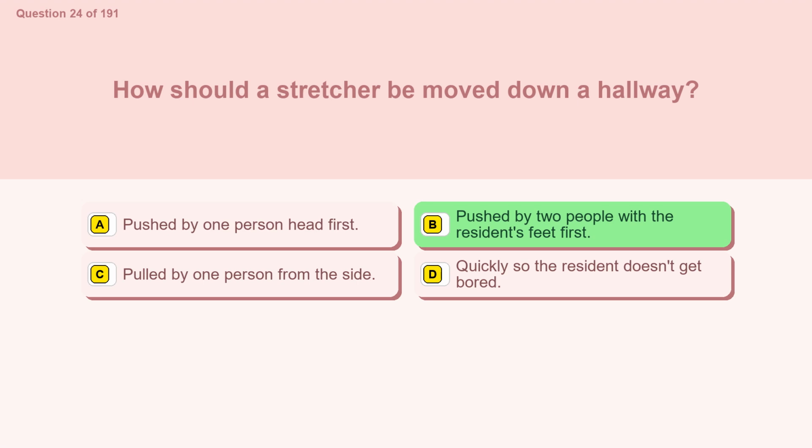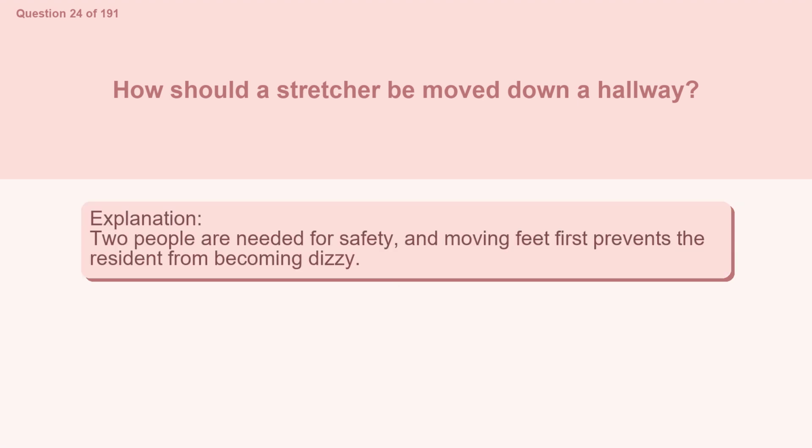The correct answer is option B. Pushed by two people with the resident's feet first. Two people are needed for safety, and moving feet first prevents the resident from becoming dizzy.